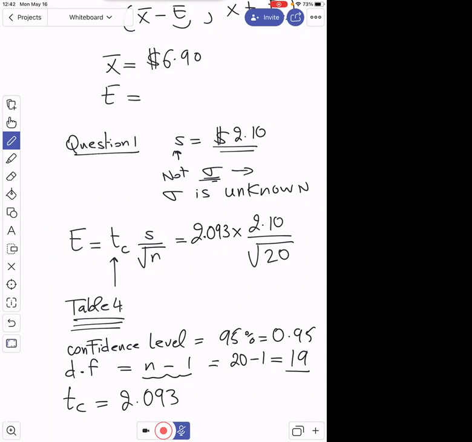So just be careful. Sigma here is unknown, it's not given. So we need to use this table 4, right? This T subscript C. Now, the next question, right?